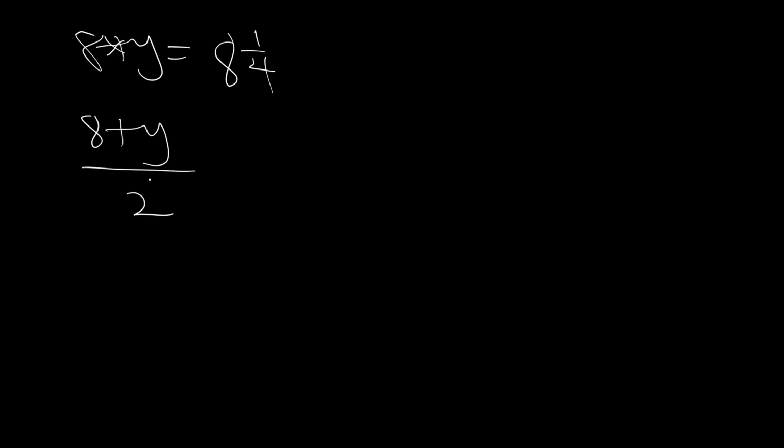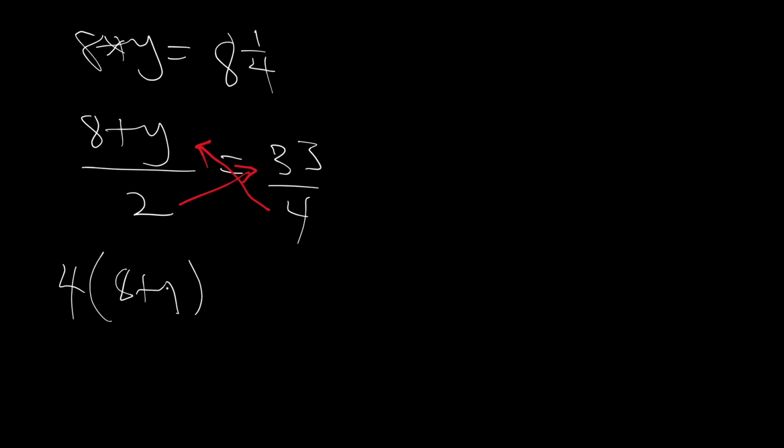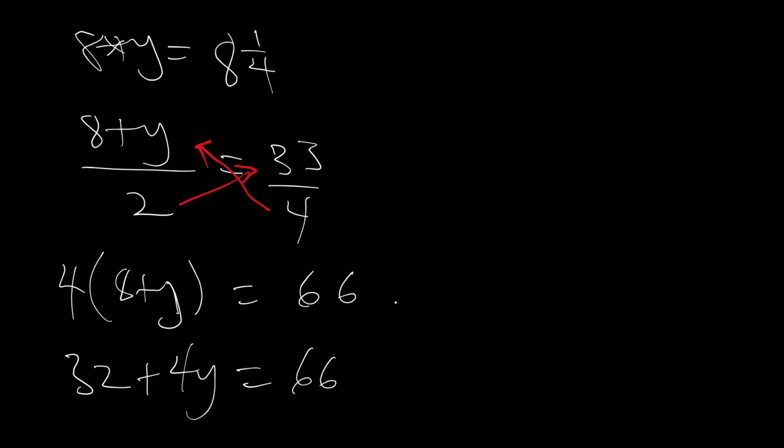So we know that 8 star y is equal to 8 whole number 1 over 4. But 8 star y can be written as (8 plus y) over 2, and this is equal to 33 over 4. Now when we cross multiply, such that 4 multiplies 8 plus y and 2 multiplies 33, we will have 4 into bracket 8 plus y equals 66. Now when we expand this, you have 32 plus 4y is equal to 66.